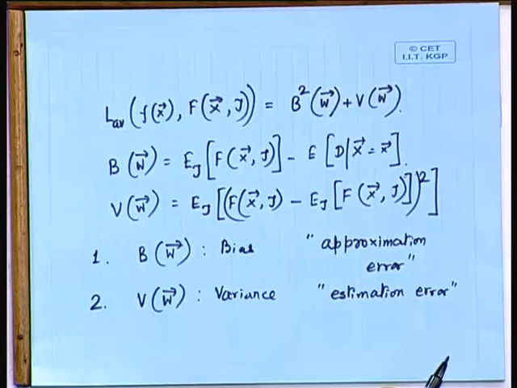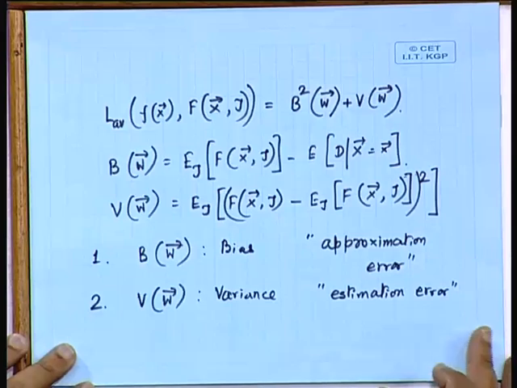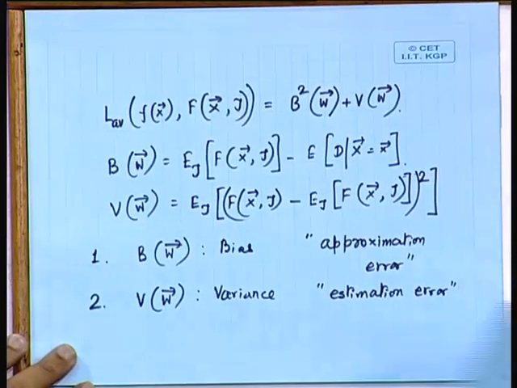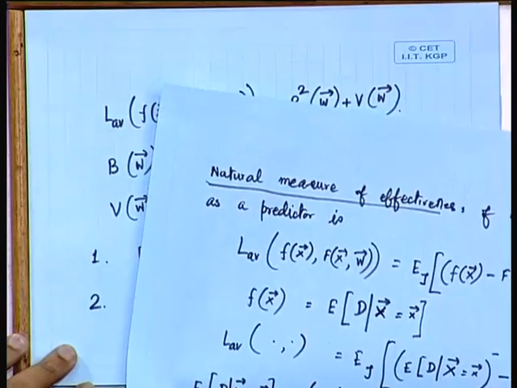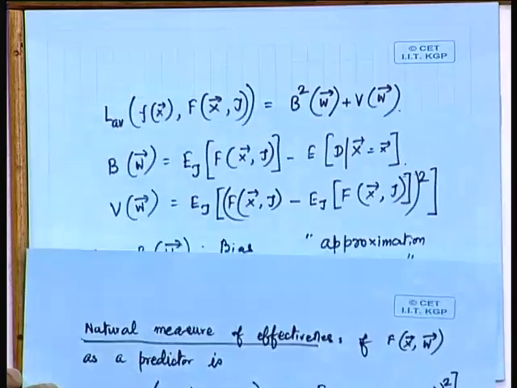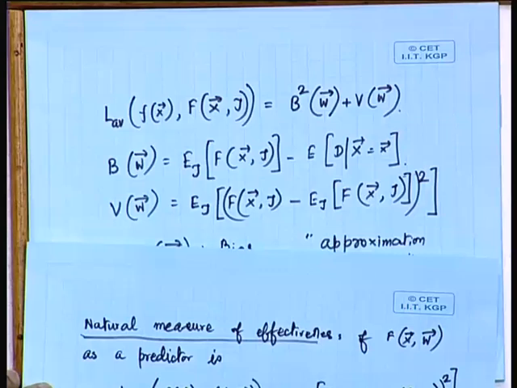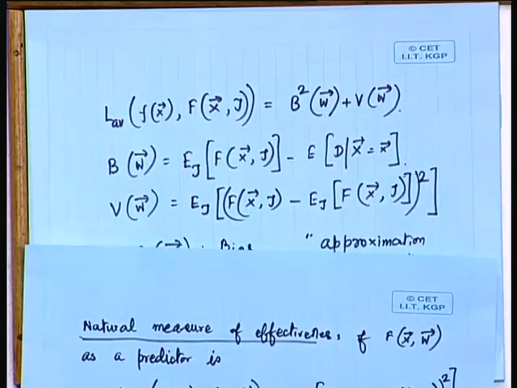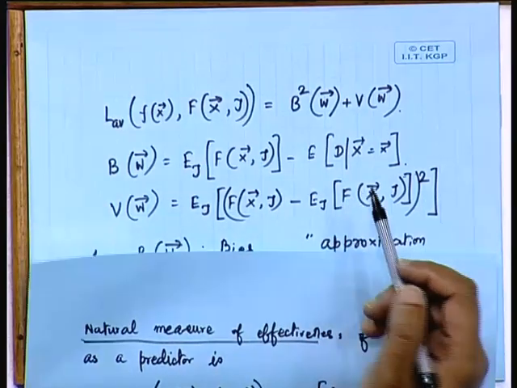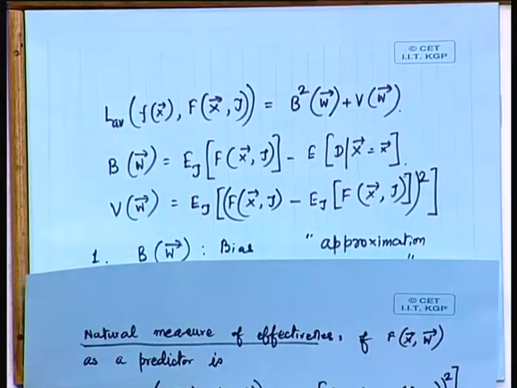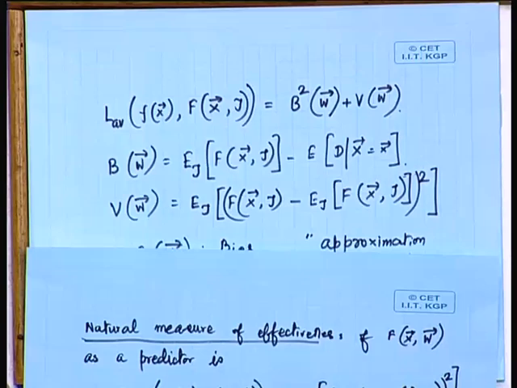Yeah, that is right. E tau of this quantity, right? Yeah. So, B we have defined without the expectation. In fact, B is the expectation term only. Just a minute, I will clear your doubts.